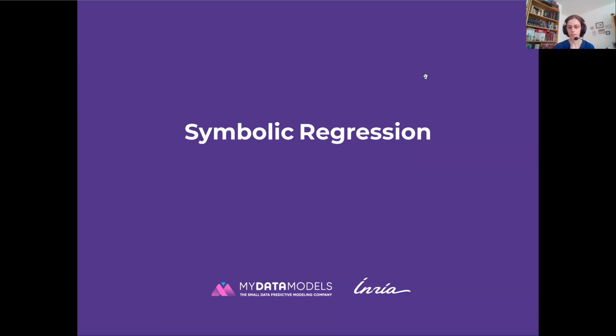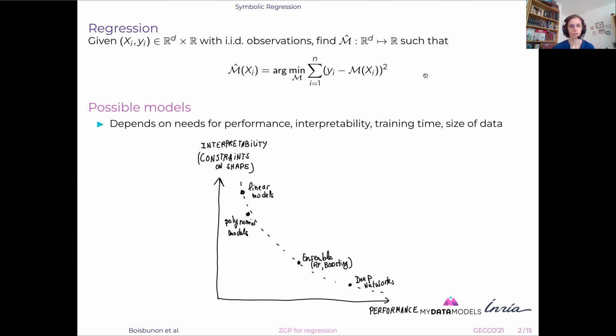So I will start with some basics about symbolic regression. In this work, we focused on regression where we have the output variable y taking continuous values, and we wish to model its relationship with the input variables x and minimize its mean squared error to get the best model.